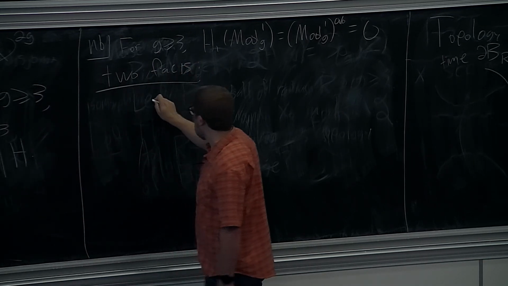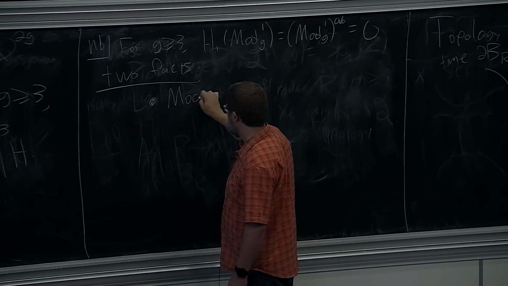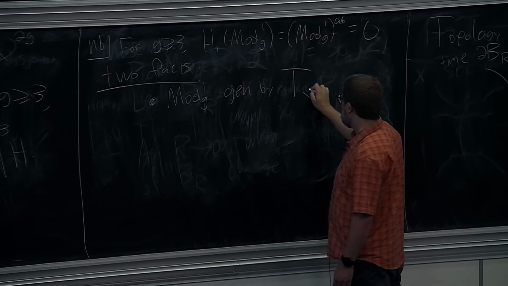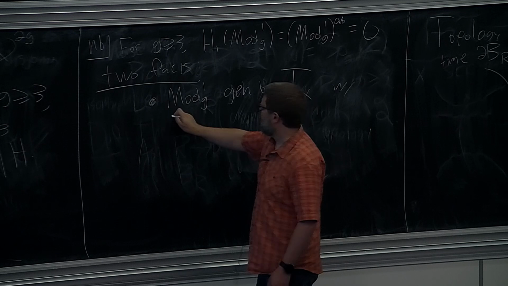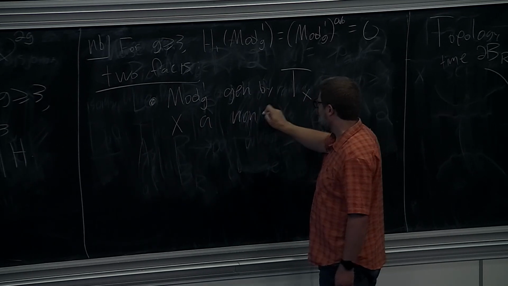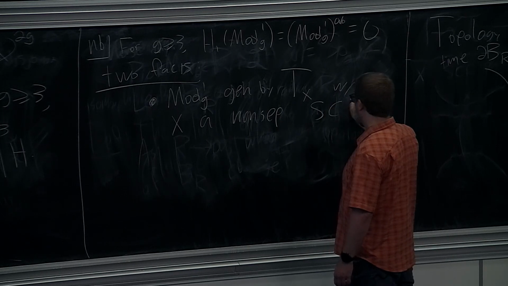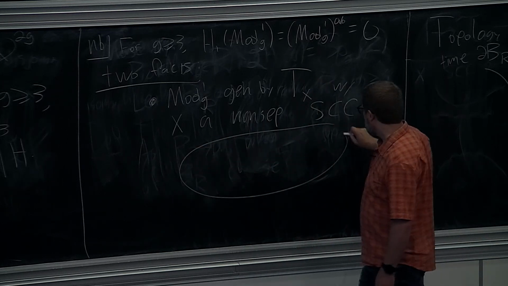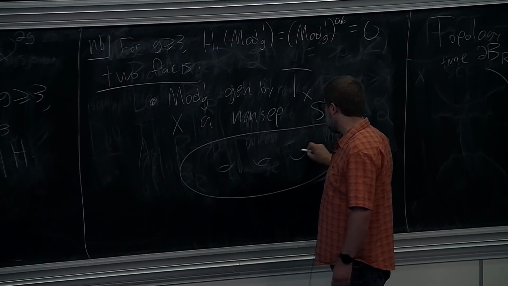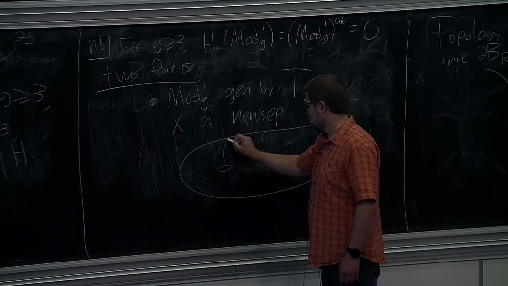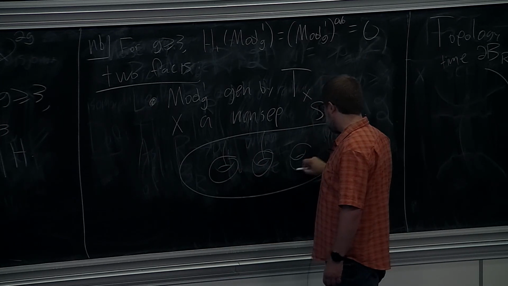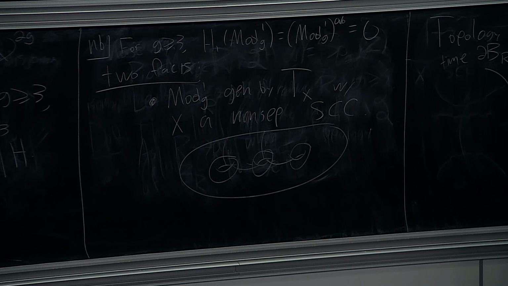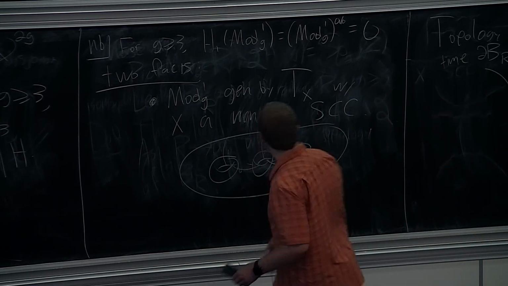So first, we have that the mapping class group mod G1 is generated by Dehn twists T sub x, with x a non-separating simple closed curve. Remember, I even drew that generating set last time. We don't need all of those, we just need that and that. Okay? Generated by Dehn twists about x with x a non-separating simple closed curve.